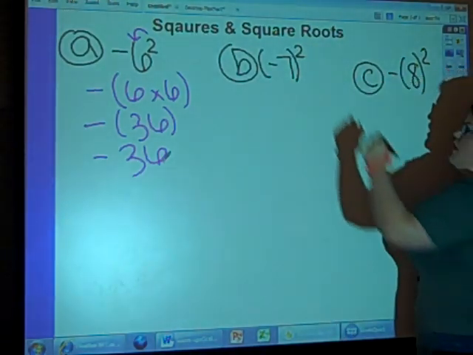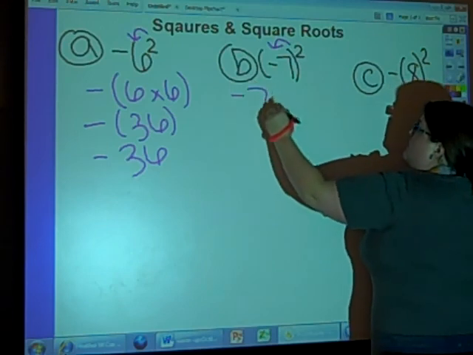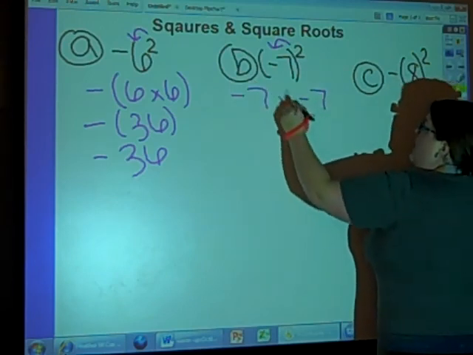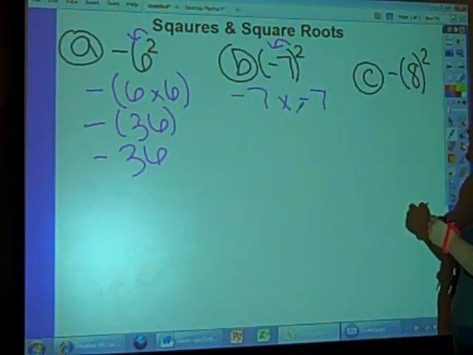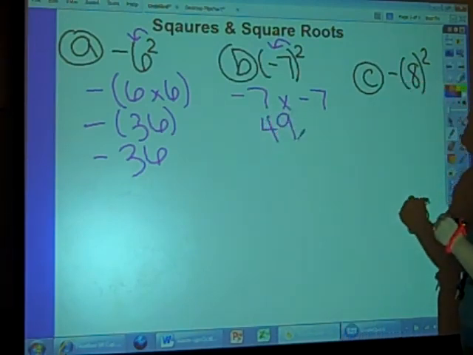For B, look right next to it, we have the parentheses. So we really will see negative 7 2 times, and it will be multiplied. And a negative times a negative gives us a positive. So our answer is positive 49.